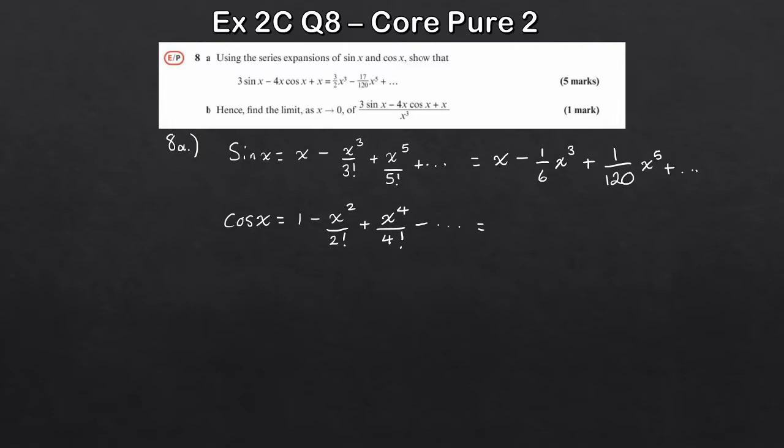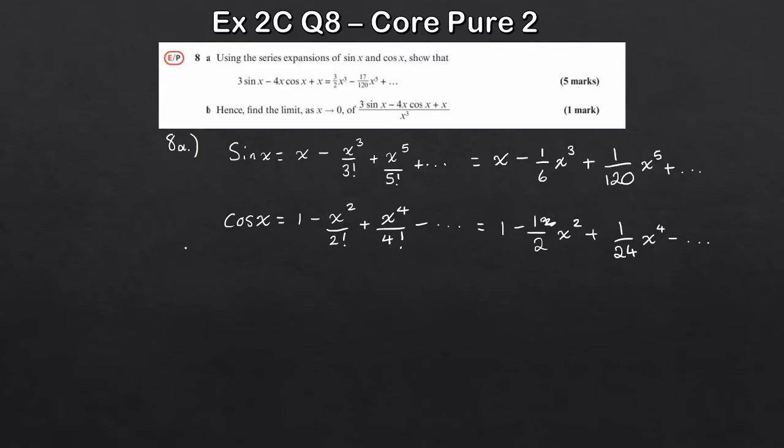Obviously we have the rest of it. We just do the same here, so this is 1 minus x squared over 2 times 1, so that's 2, so it's half x squared, plus 1 over 4 factorial, so that's 4 times 3 times 2 times 1, so that's 24, so it's 1 over 24 x to the 4 there. And we'd subtract off the next term there. So far, that's good. All we need to do now is apply this part here.